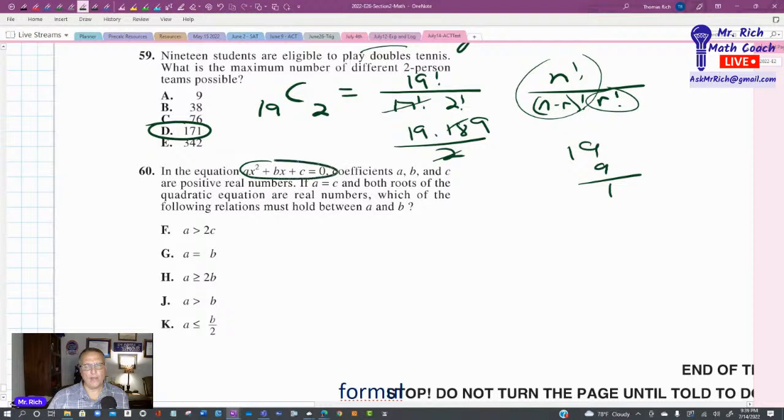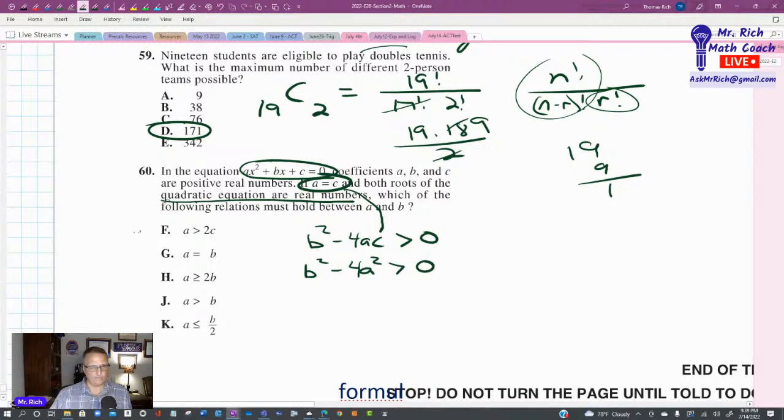Well, if we're dealing with a quadratic equation and both of the roots are real, that's a question that deals with the discriminant. Right? The condition for there to be 2 real roots is that the discriminant has to be greater than 0. And they want me to come up with a relationship for A and B, and they're telling me that A and C are equal to each other. So that means I'm going to replace C with A. It's a substitution that I'm doing right here. So this becomes B squared minus 4A times A, or 4A squared, greater than 0.